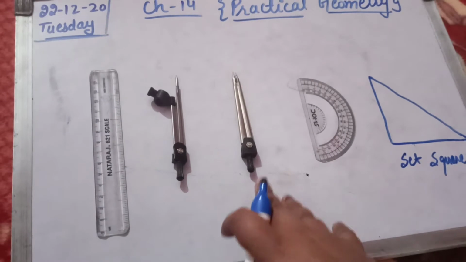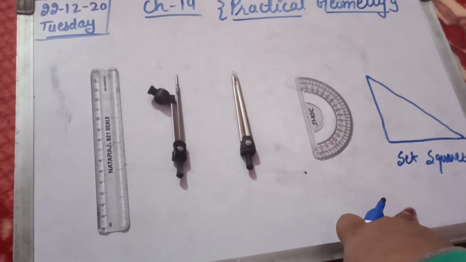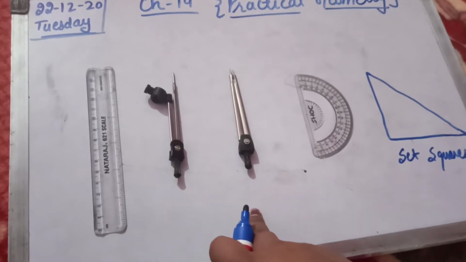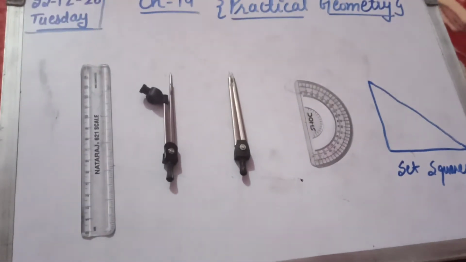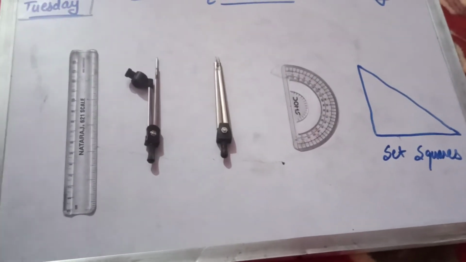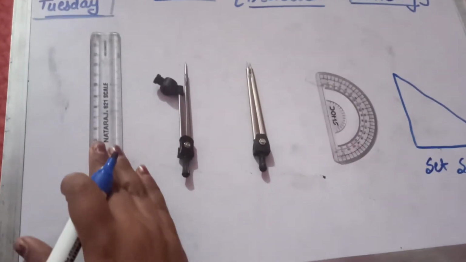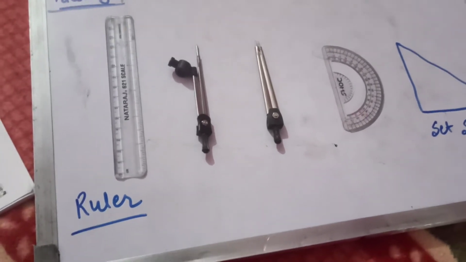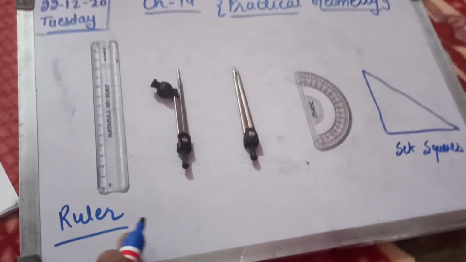And when you are going to start this topic, now you have to keep all these 5 instruments with yourself in your geometry box, right? So let's one by one, I will describe every instrument and I will tell you the uses of these. So firstly, that is the ruler. In geometry, we will say it ruler, or you can say scale. I know you all are saying scale, but in practical geometry, it is ruler.